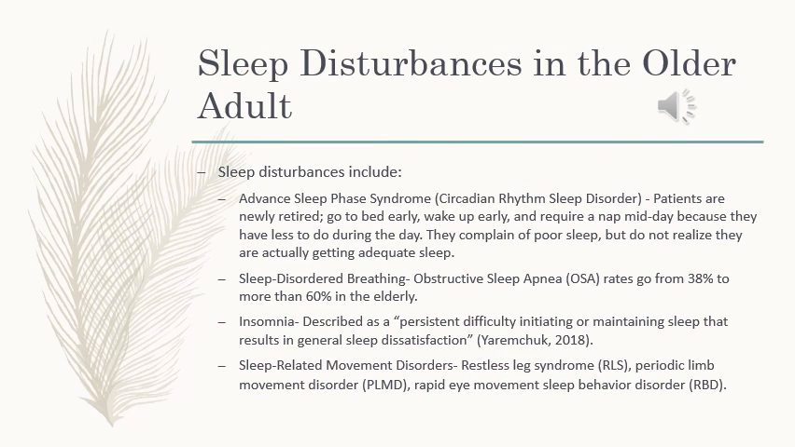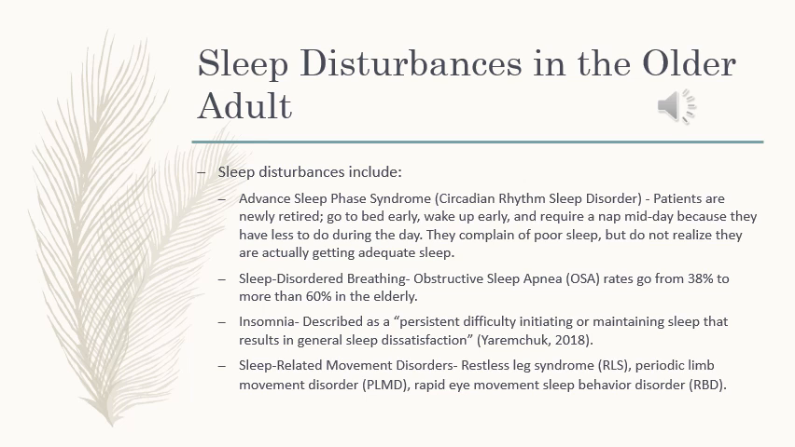Sleep disturbances in the older adult include four main topics. The first one is advanced sleep phase syndrome, or circadian rhythm sleep disorder. Patients who are newly retired maybe go to bed early, wake up early, require a nap during the day, which is sort of frustrating for them because they do have less to do during the day. They complain of poor sleep, but they don't actually realize that they're getting adequate sleep. They just feel because they're more tired during the day that this is a poor quality of sleep.